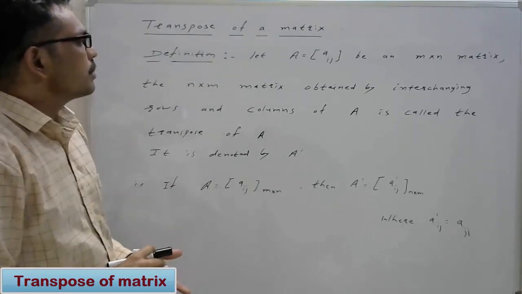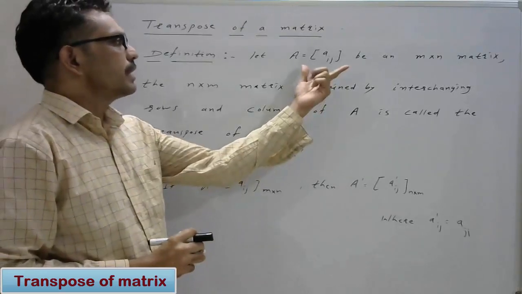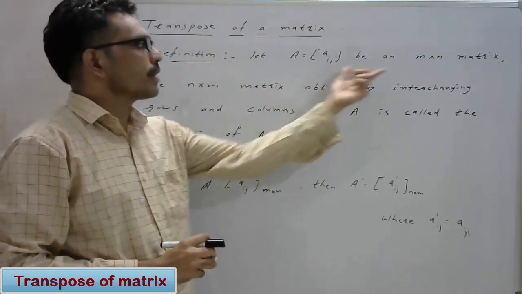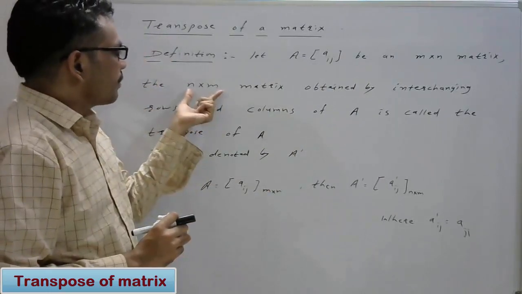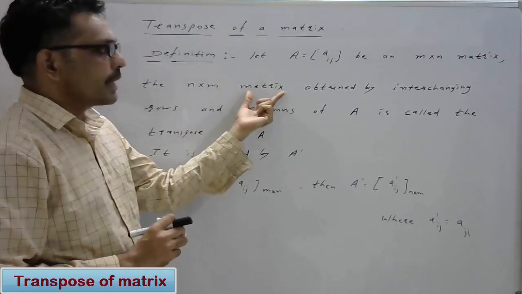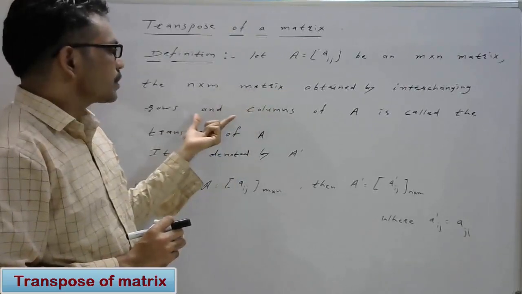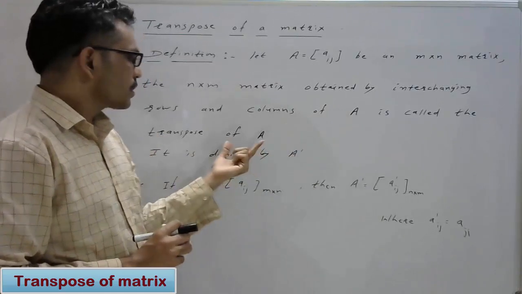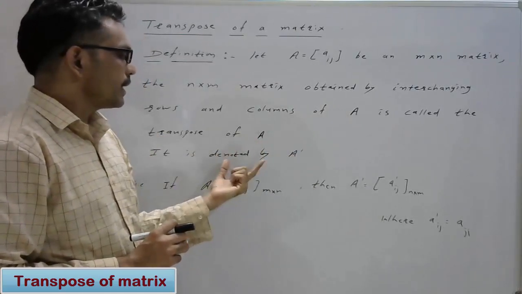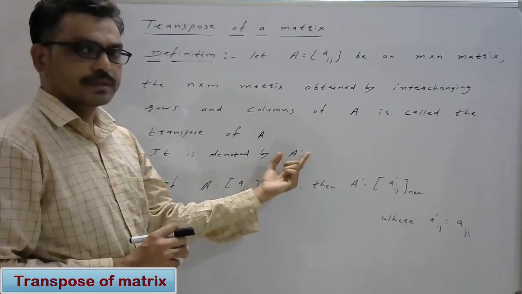In the definition of the transpose of a matrix, let A be a given matrix of order m by n. The n by m matrix obtained by interchanging the rows and columns of a given matrix is called the transpose of A and it is denoted by A dash.